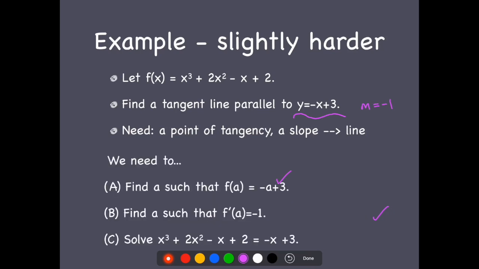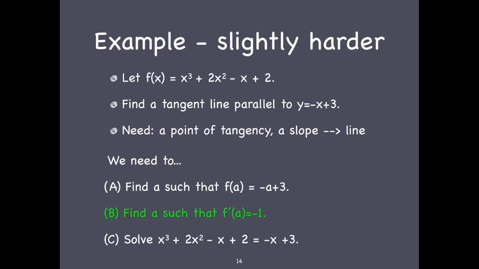So we need to find, so here's a multiple choice for you, clicker question. So we need to find which of these three things. Okay, let's see. So we need to find an a such that f of a equals minus a plus 3. We need to find a such that f prime of a is equal to minus 1, or we need to solve this equation here. Now, the correct answer here is the second one.